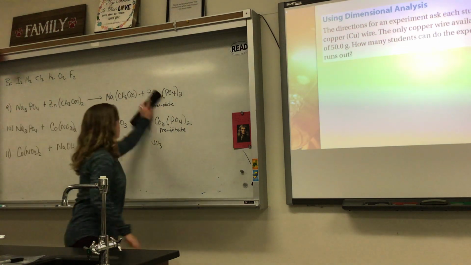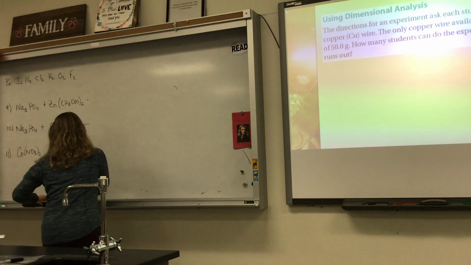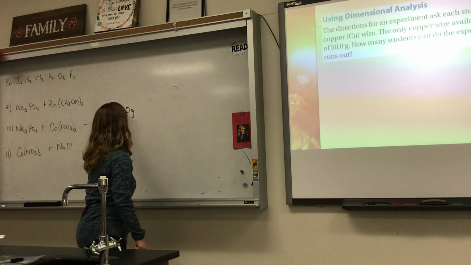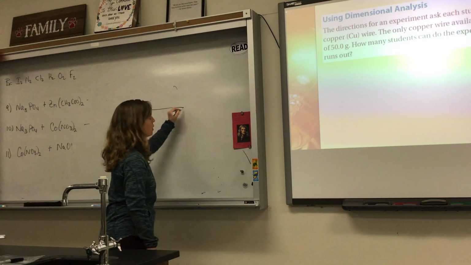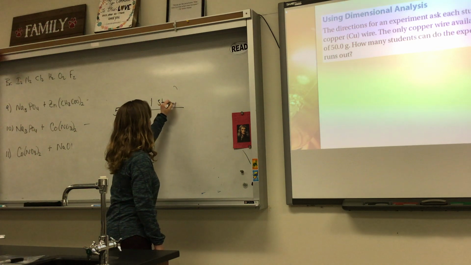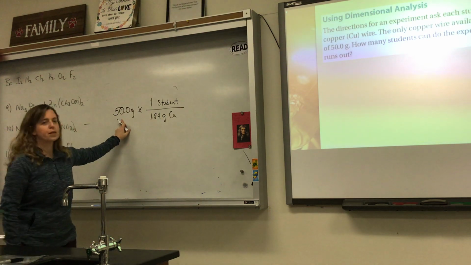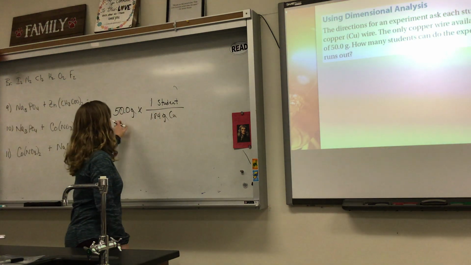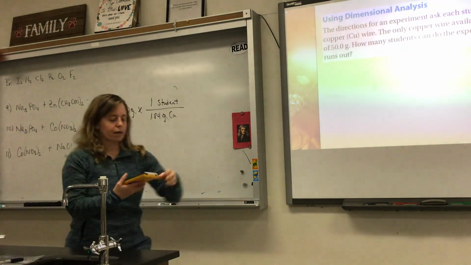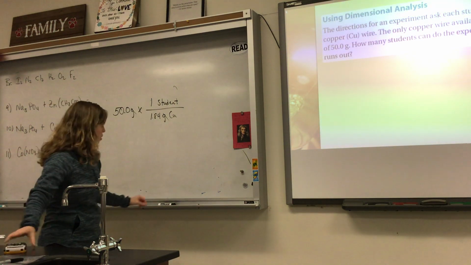Okay, here we go. So what I'm going to do here is I'm going to show you on my board how to do this problem. All right, so in this problem we have 50 grams of copper wire. And we're trying to figure out how many students can do the lab with 50 grams of copper wire. So we know that for every one student, we need 1.84 grams of copper. We started out with 50 grams of copper. So they will cancel, and you're going to have 50 times 1 divided by 1.84. So we grab our calculator, and we say 50 divided by 1.84, and that's going to give us 27 students.